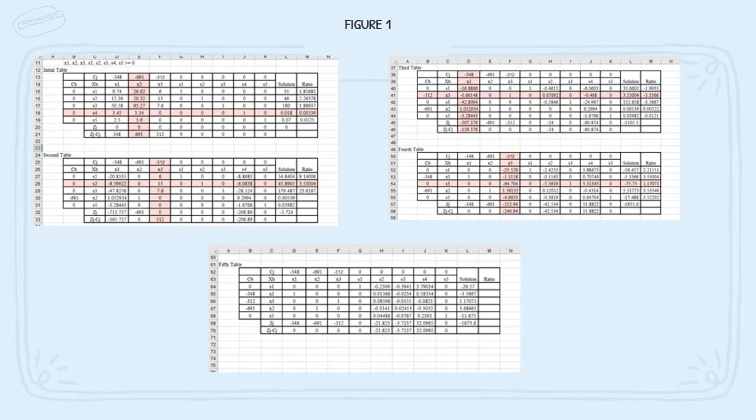Figure 1 shows the solution using Microsoft Excel. Based on Figure 1, Table 5 is the optimal table where all BV have 0 coefficient in row 0. The solution gives x1 equals to negative 3.5667, x2 equals to 3.6896, and x3 equals to 1.1707. Thus, the total nutrient intake is calculated as in the following Table 4.